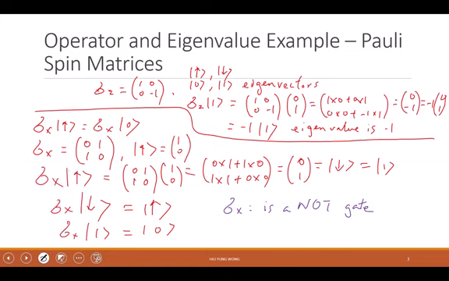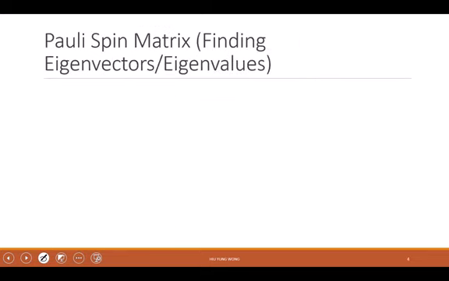Now naturally, you may ask, how about sigma y? We'll talk about that later, right? But before that, let's learn how to find the eigenvalues and eigenvector. Just now, I only proved whether a vector is the eigenvector of a matrix, right?